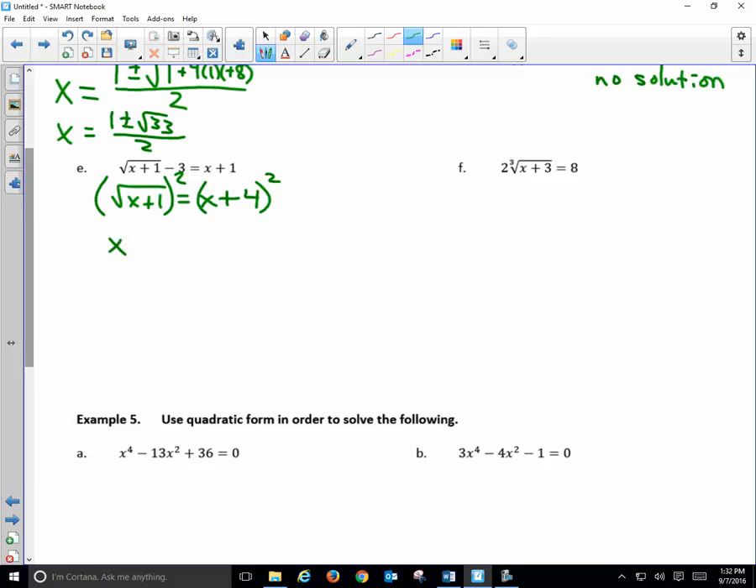But now I get x plus 1 is equal to x squared plus 8x plus 16. Now what is the largest degree? 2. Anytime you raise the degree, you run the risk of adding a solution that will not work. So I need to be on high alert to check my answers. 0 equals x squared plus 7x plus 15. Now what?